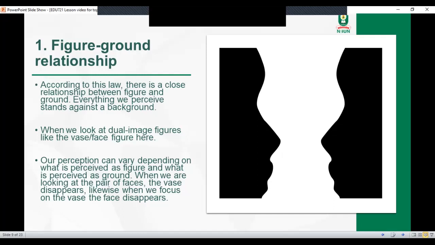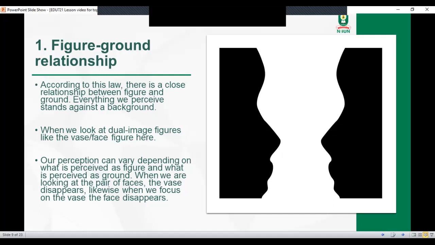You can't succeed if you try to look at both the face and the vase, because two objects can never be perceived at the same time. You can't perceive object against object. You can perceive object against a background. That's why it is called the figure-ground relationship.